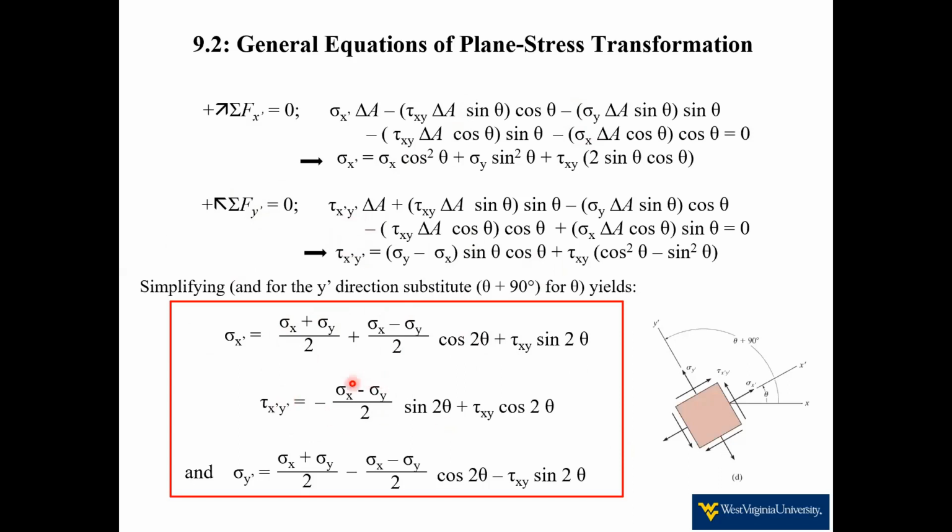But for sigma y prime, you'll see the only difference here is we have a change in a plus and a minus here. That's because to get from x prime to y prime, all we're really doing is replacing theta with theta plus 90 degrees because we're rotating our axes a further 90 degrees. So those normal stresses are interrelated in that way.